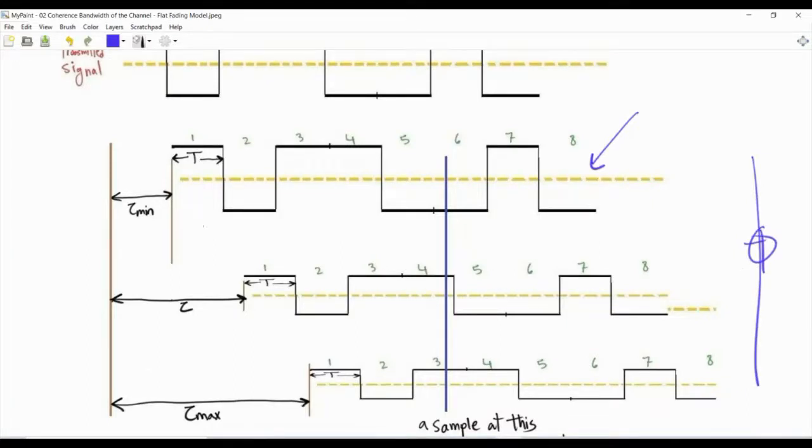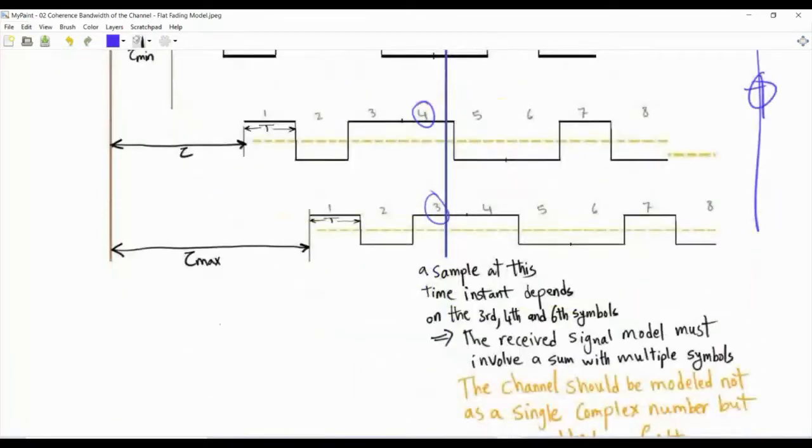But now the delay spread, which is tau max minus tau min, is much larger than big T, the symbol duration. Let's see what happens when you take a sample. Let's take it here. Now your sample does not depend on just one symbol. It depends on symbol 6, on symbol 4, on symbol 3. We have ISI, inter-symbol interference.